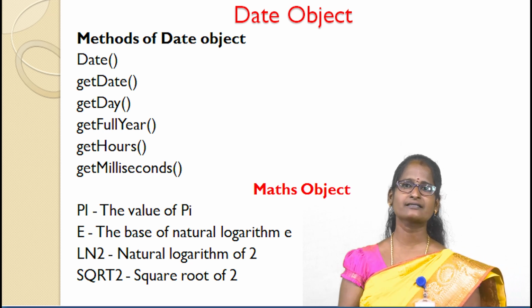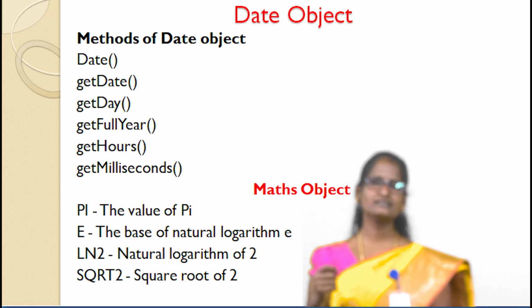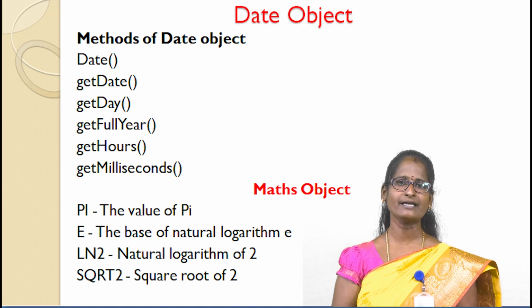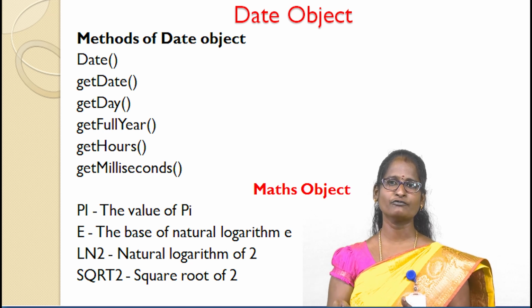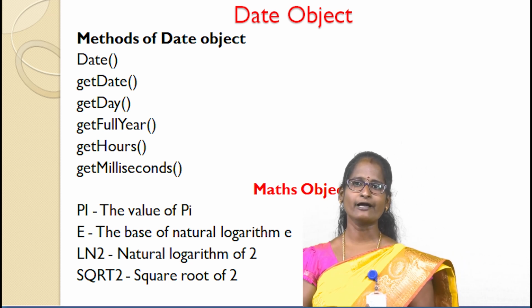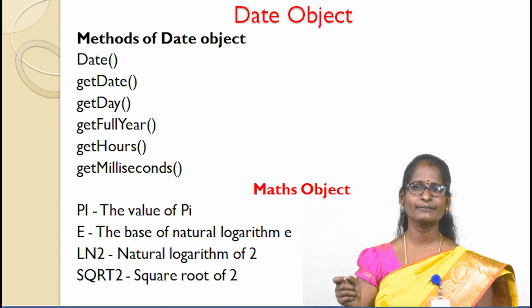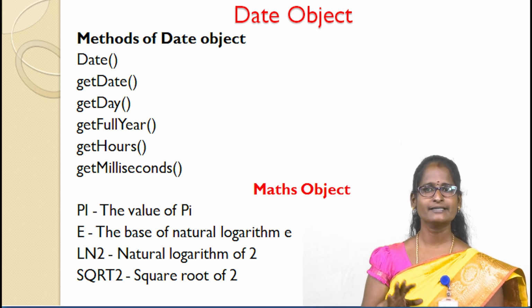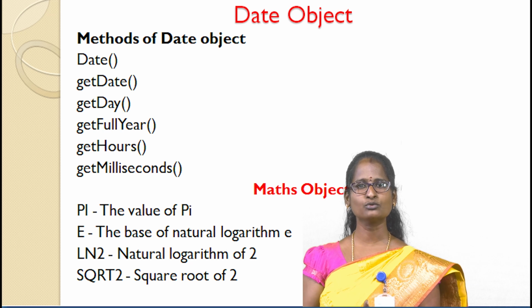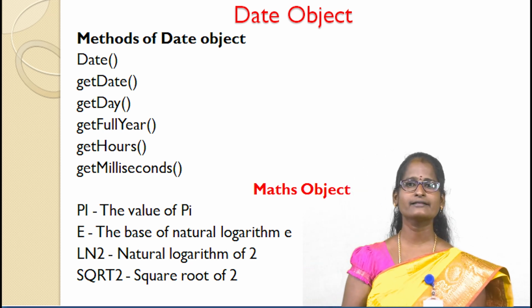And these are the Math objects. Properties of the Math object, that is PI, the value of pi, that is 3.14, is included in the Math object. Then E, the natural logarithm base. LN2, the natural logarithm of 2. LN10, the natural logarithm of 10.